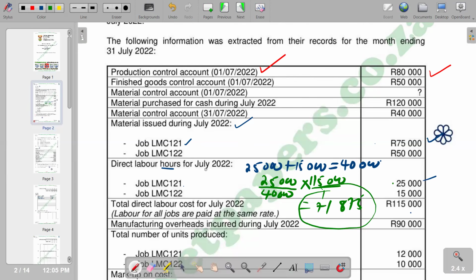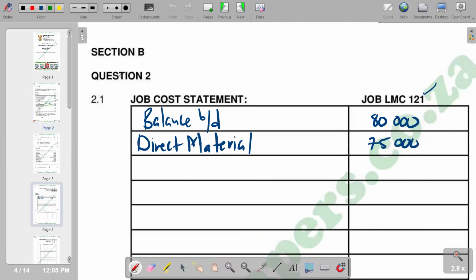So we indicate as such. We come here and indicate as our direct labor 71,875.